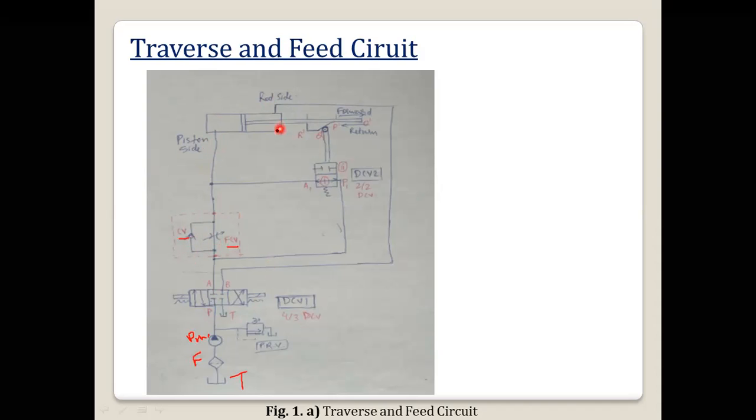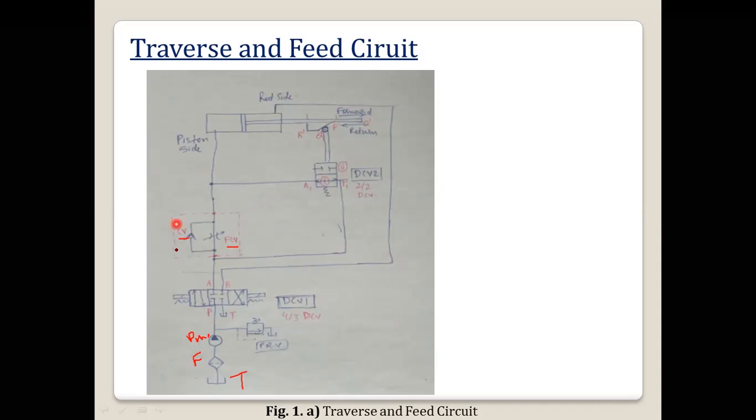Then the double acting cylinder is there. And here we have the cam controlled, roller operated 2 by 2 DCV. This roller operated DCV will be controlled by the cylinder rod. Then the rod side of the cylinder is connected to port B. So this is the circuit diagram of the traverse and feed circuit.